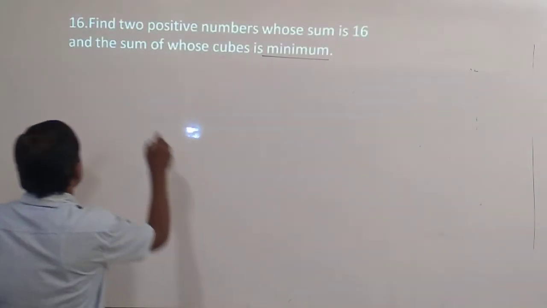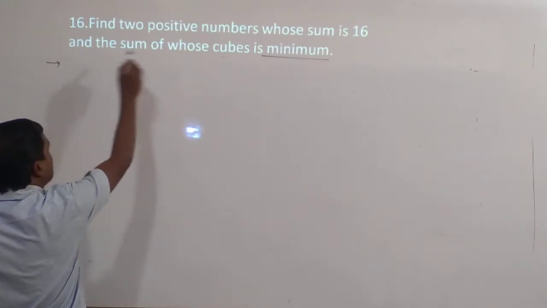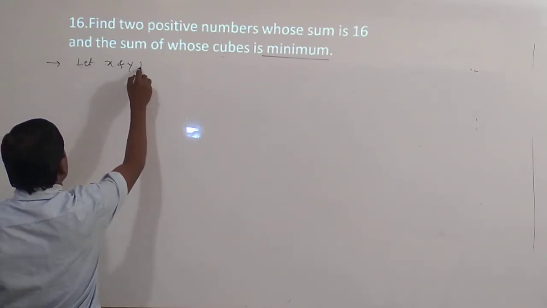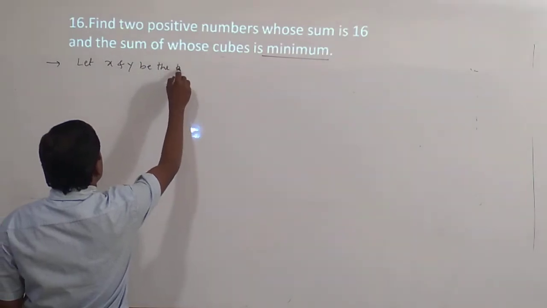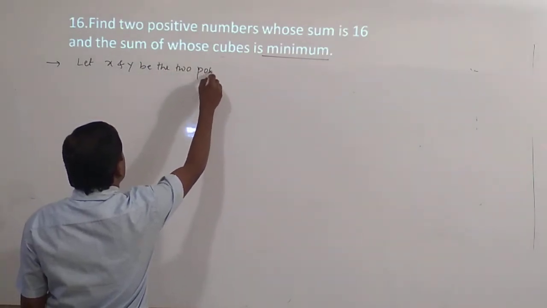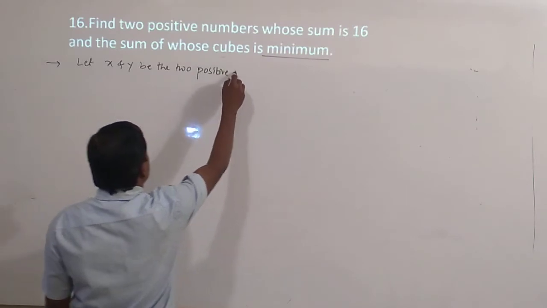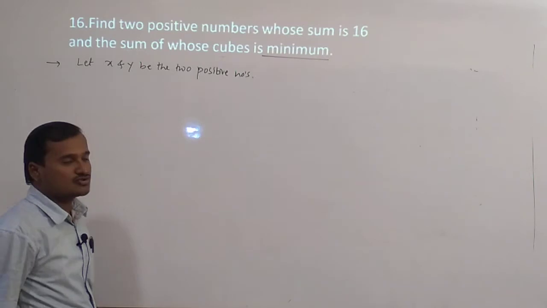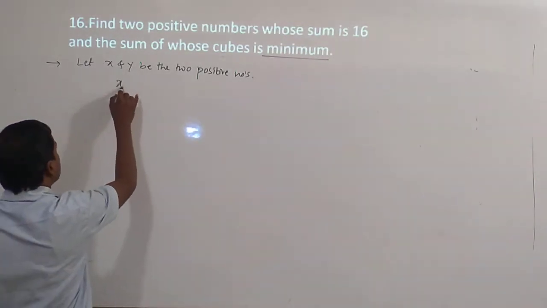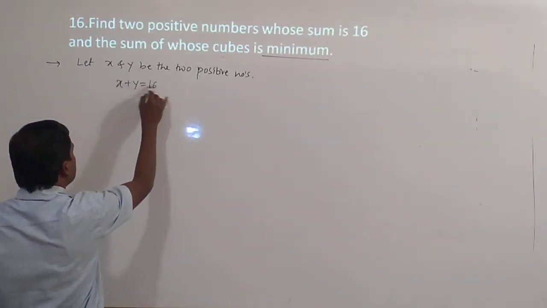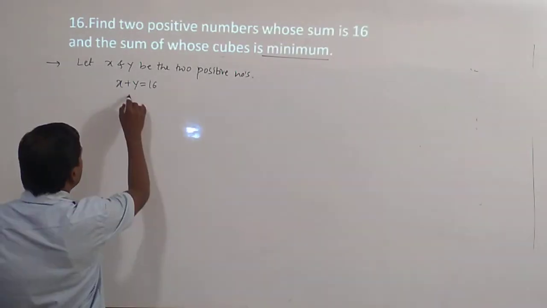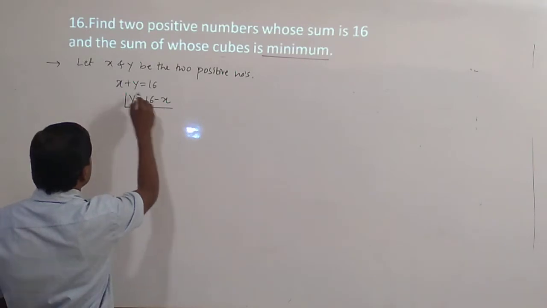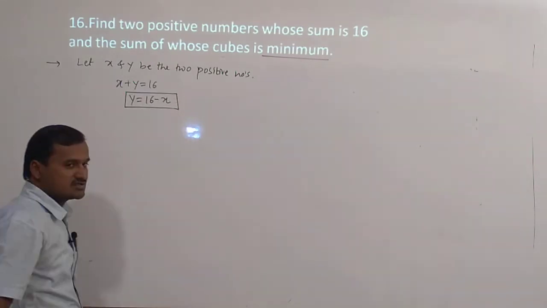So, here, find the two positive numbers means we will let x and y be the two positive numbers. And the sum of those two numbers is 16. So, it means that x plus y is equal to 16. Now, I will take the value of y: y is equal to 16 minus x, is it right?